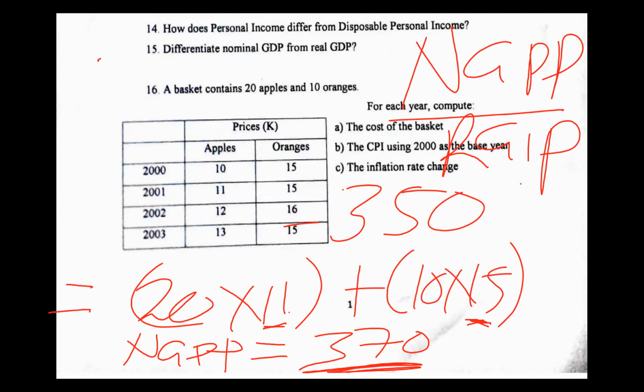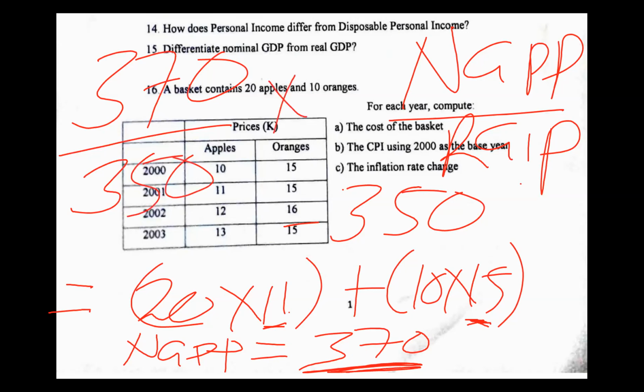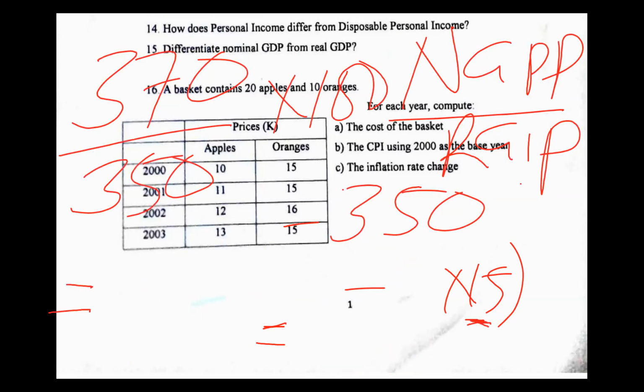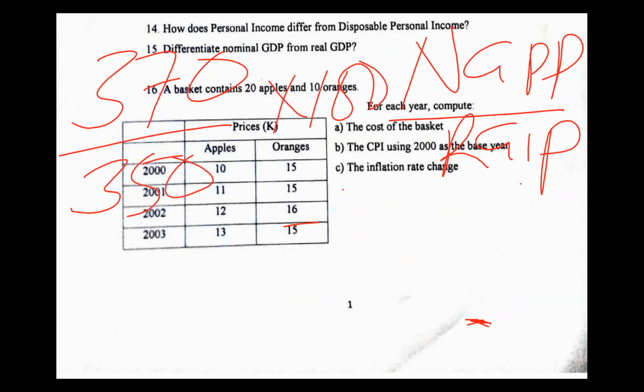So your nominal GDP is 370 divided by 350, times 100. What do you get? 105. 105%, right? You multiply it by 100, right? This is the CPI. Actually it's 105.71, so it's 106.